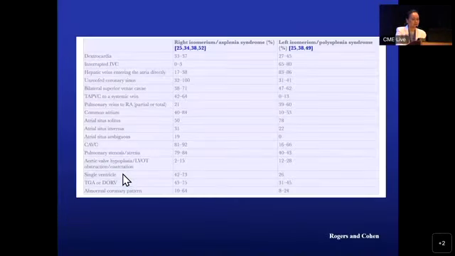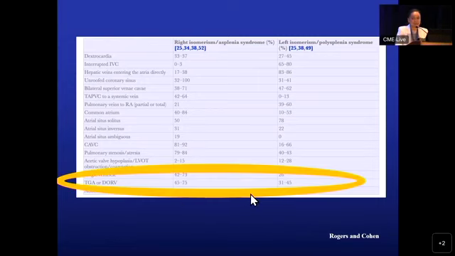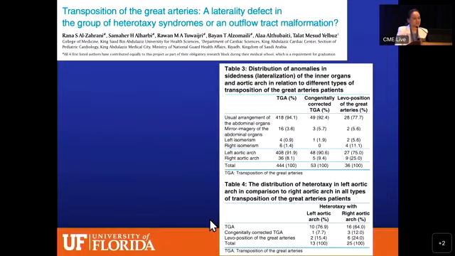This is from one of the papers of Dr. Cohen, and you could see here right atrial isomerism syndrome and left atrial isomerism or polysplenia, and you could see these are the different types of defects associated with both. And let me just say, since this is a transposition of great arteries master class, transposition of great arteries is more associated with right atrial isomerism, up to 75%.